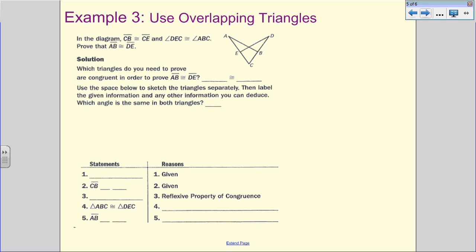All right, so let's take a look at example 3, using the overlapping triangles that we have there. So in the diagram, it says CB is congruent to CE. So we know CB is congruent to CE. And we know that angle DEC, this angle, is congruent to ABC. So we know that this angle is congruent here. We want to prove that AB is congruent to DE. So what triangles do I need to prove are congruent in order to do that?